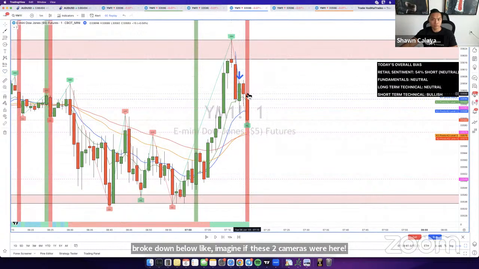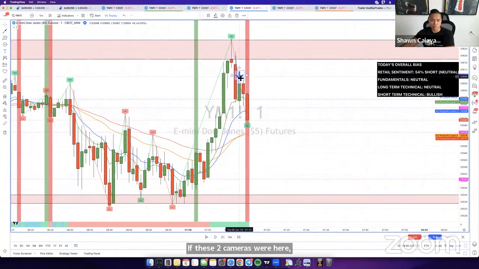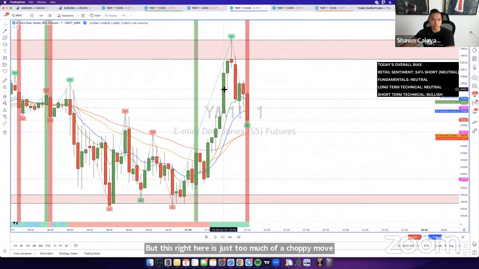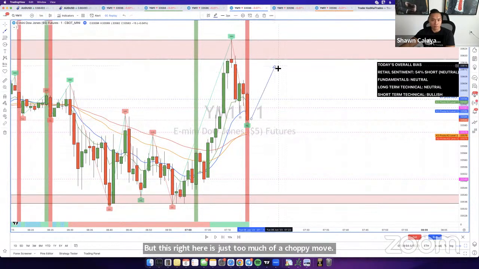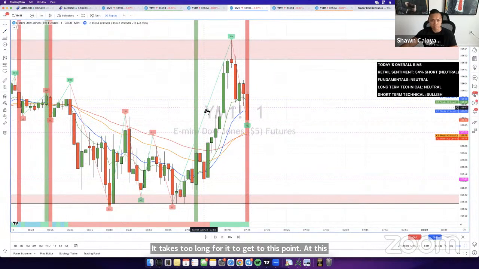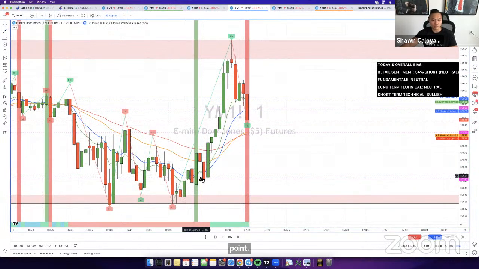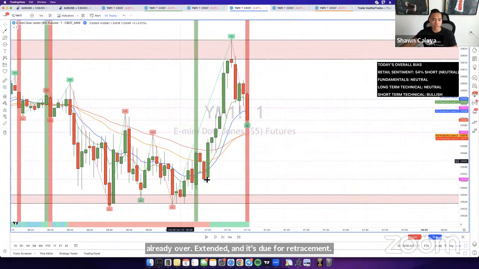If these two candles weren't here and it was just this red, and that momentum, then I would have taken it. But this right here is too much of a choppy move. It takes too long to get to this point. At this point, it's already overextended and it's due for retracement, right? So that's not one that I would take. Like for example, right here, I wouldn't take this one either. It's not an entry here, but I wouldn't have taken it if it was an entry.